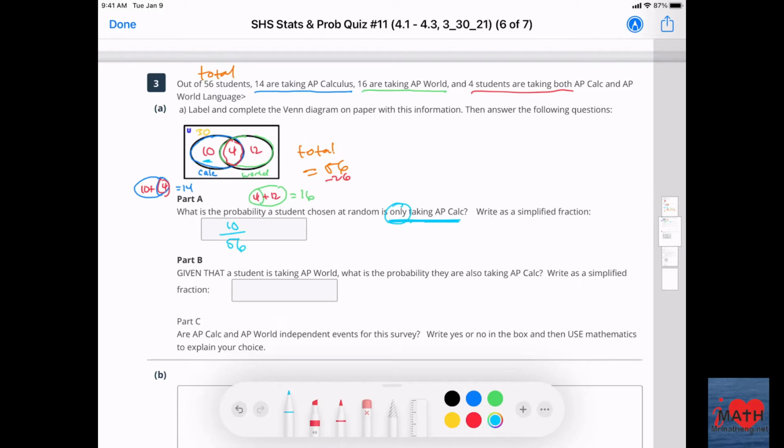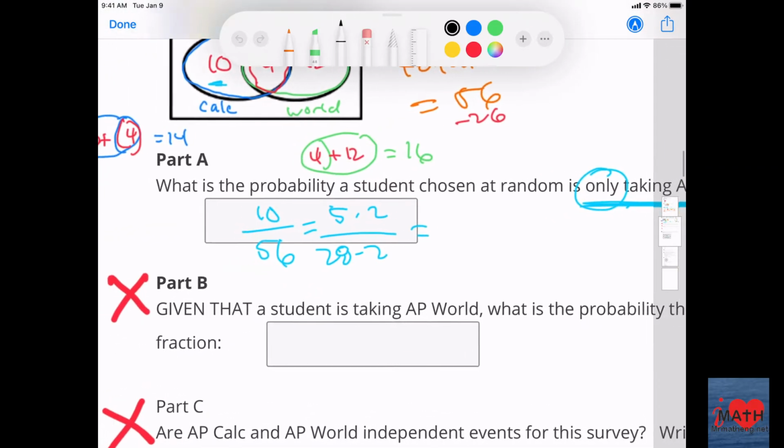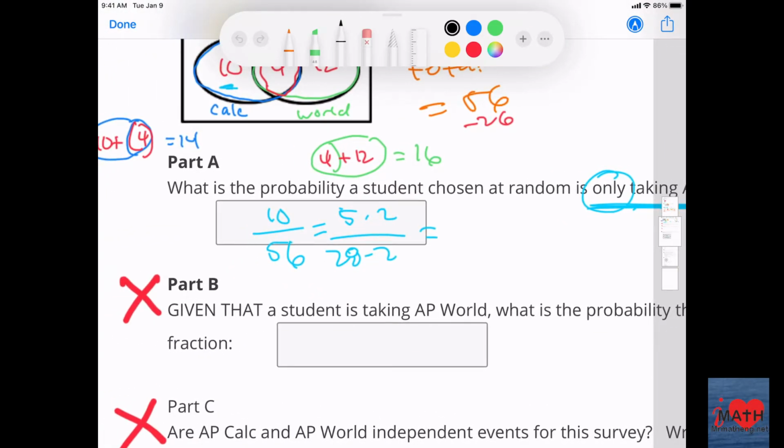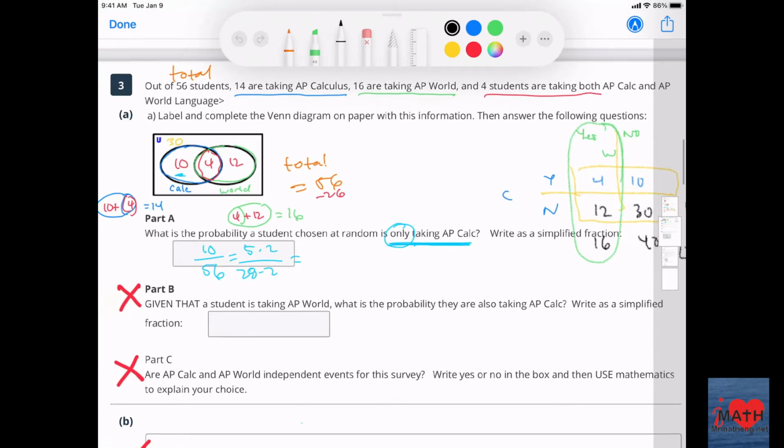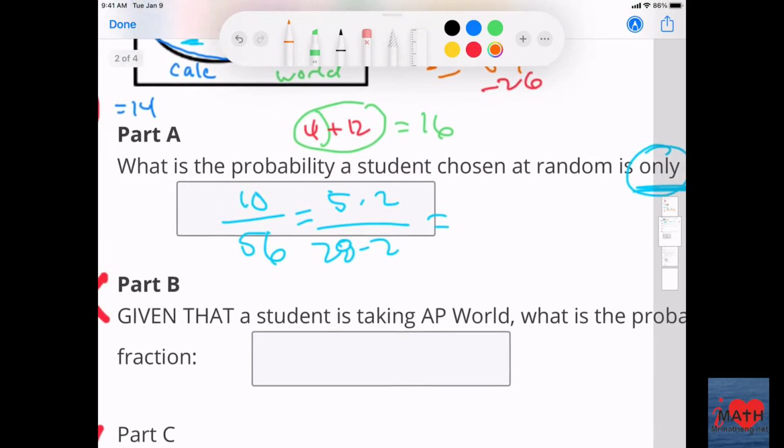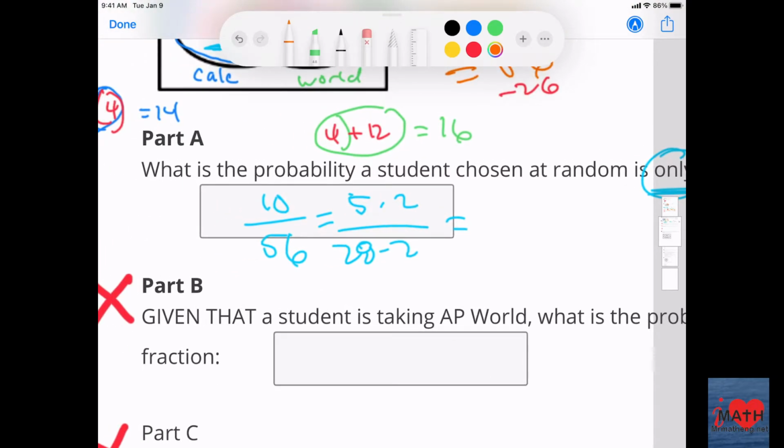Over 56. All right, so if you reduce 10 over 56, because it tells you to write as a simplified fraction, they're both even, so 2 divided by 2 is 1, so you have 5 over 28.